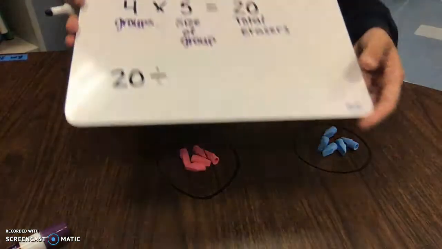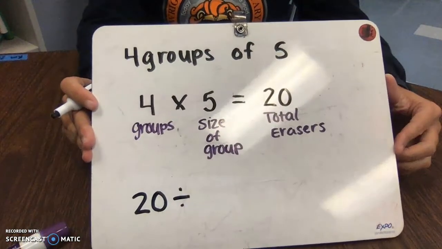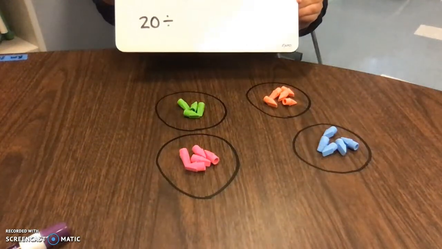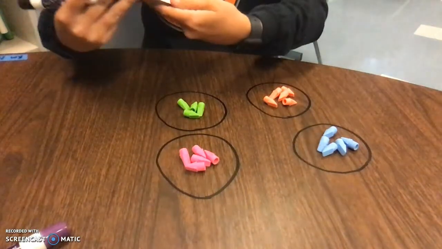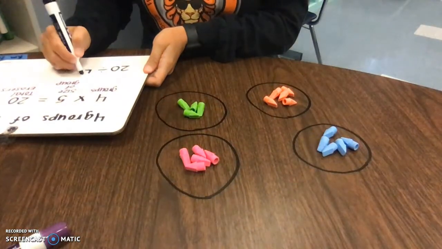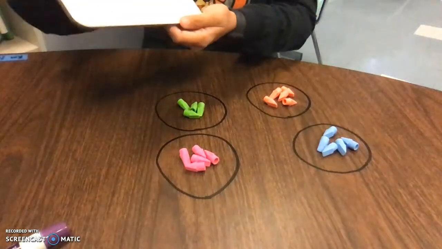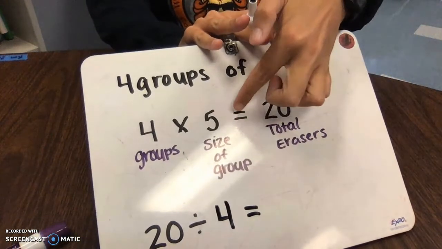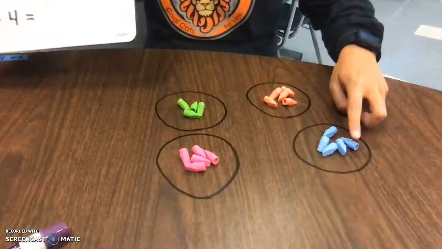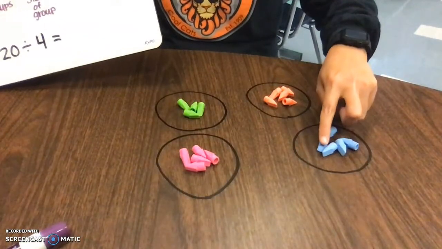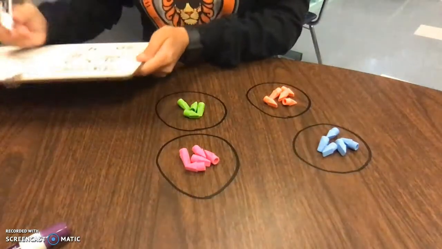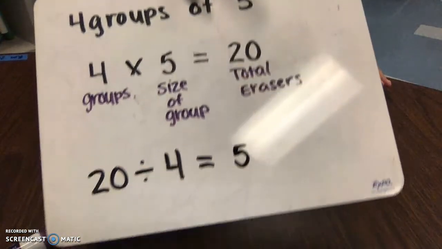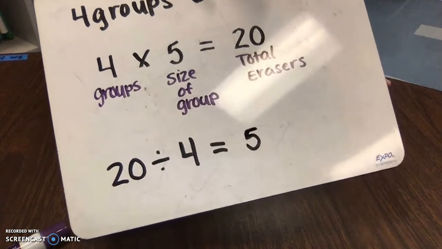And we already have them divided here into how many groups? 1, 2, 3, 4. We've already divided them into 4 groups. So how many are in each group? Well, we already know that because we filled it out in our multiplication equation. We know that there's 1, 2, 3, 4, 5 in each group. So now we have a division equation that matches our multiplication equation.